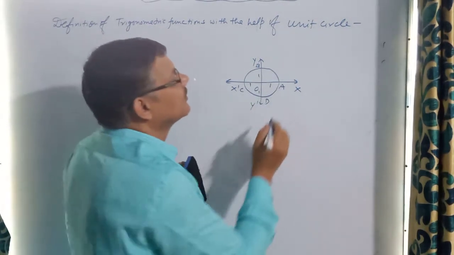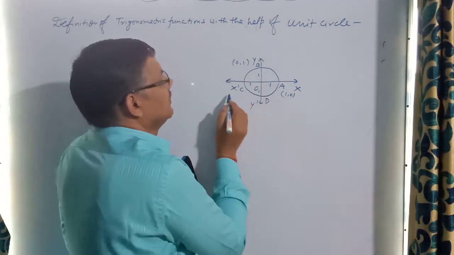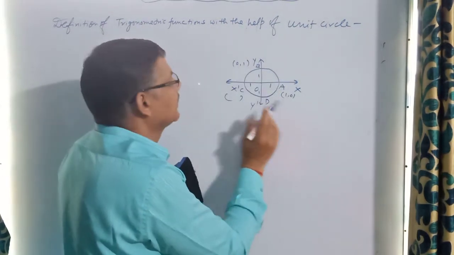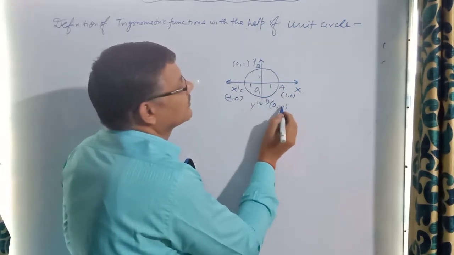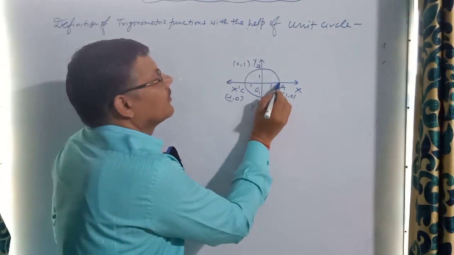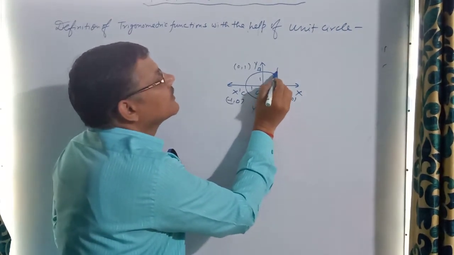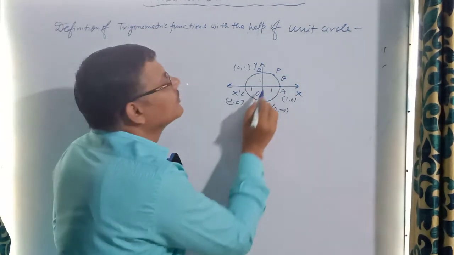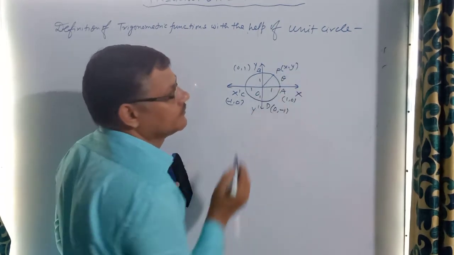So by the coordinate system, coordinates of A are (1, 0), coordinates of B are (0, 1). Here these are the 4 quadrants: first, second, third and fourth. By using their signs, we write minus 1, 0, and definitely 0, minus 1. Now, let a point move from A and cover an arc of distance theta. This is theta, to take the position P(x, y).